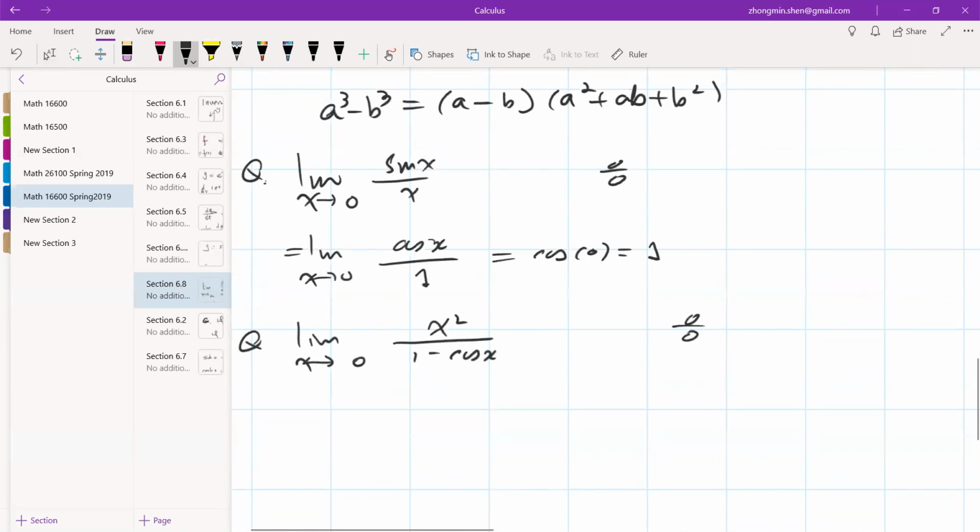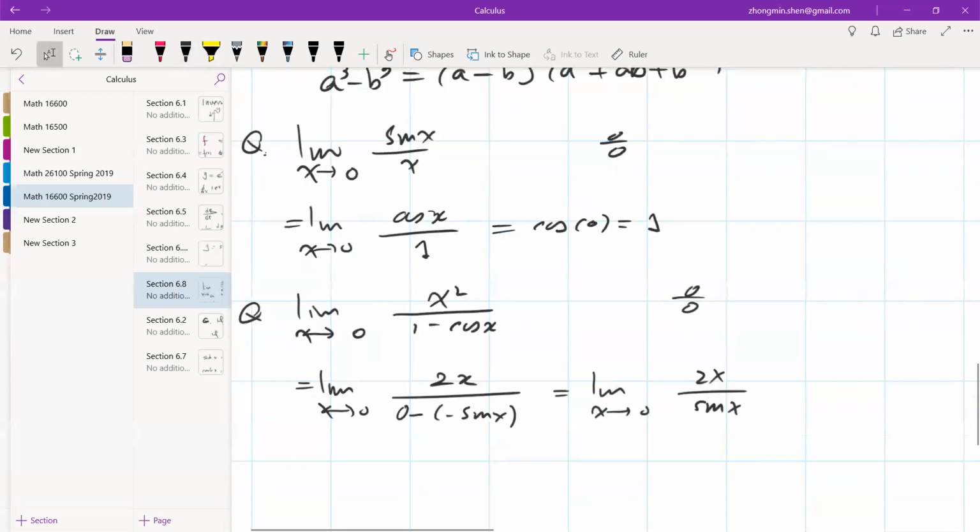Right, so it's 0 over 0 type, so you can apply L'Hopital's rule. The derivative of the numerator is 2x. The derivative of the denominator is going to be 0 minus negative sine x, which is just sine x. So it's 2x over sine x, and we already found the limit of x over sine x. So the reciprocal is the same, right?